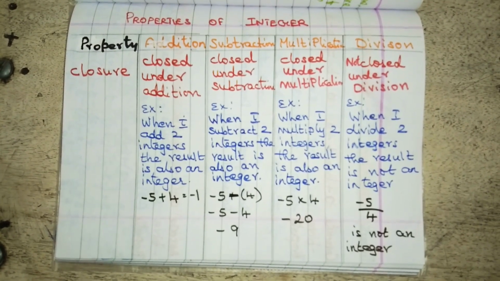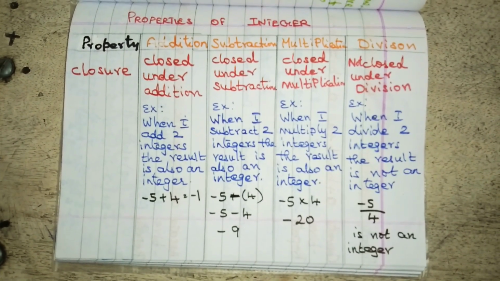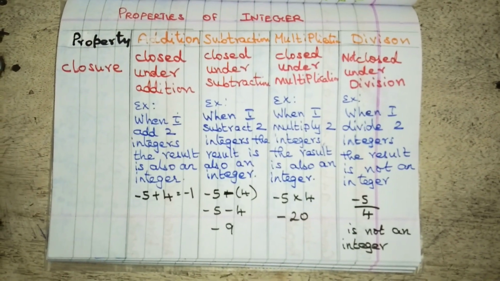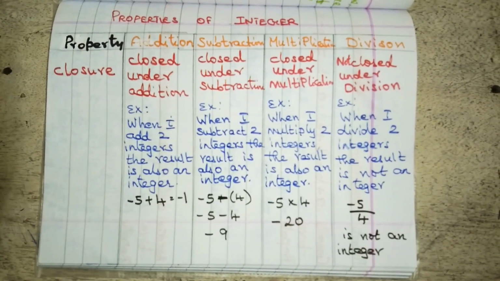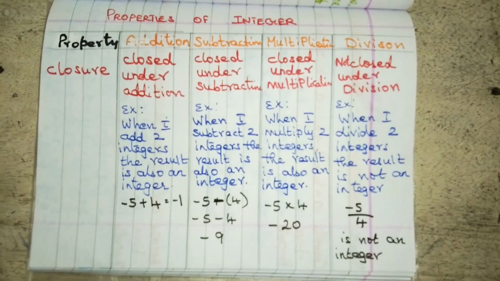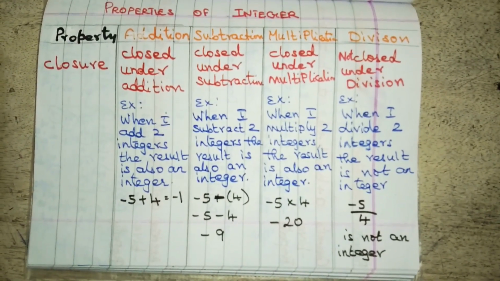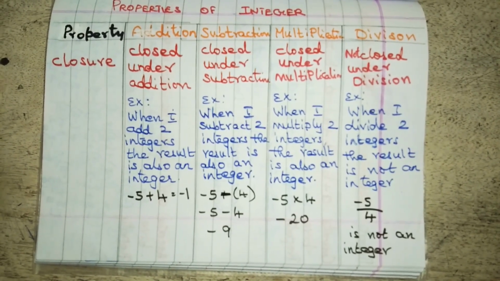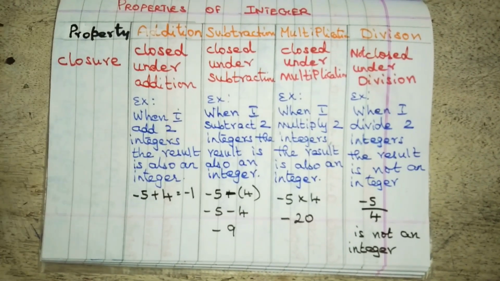What is a closure property? Whenever you add two numbers or you subtract two numbers or you multiply two numbers or you divide two numbers, the resultant should also be a number. For example, when I add two whole numbers, the result I should get also should be a whole number. So mostly addition and multiplication satisfy the closure property. Let's see what is happening under integers.